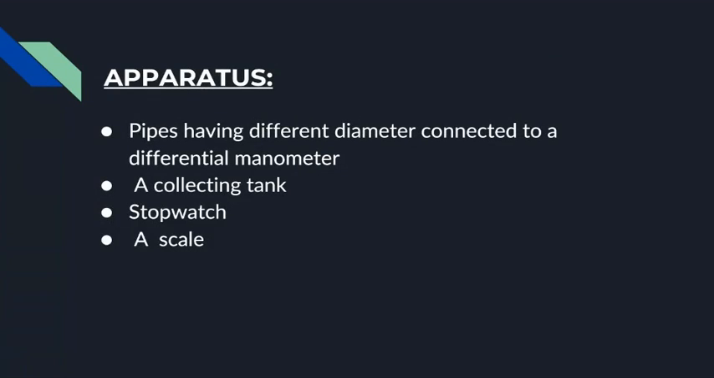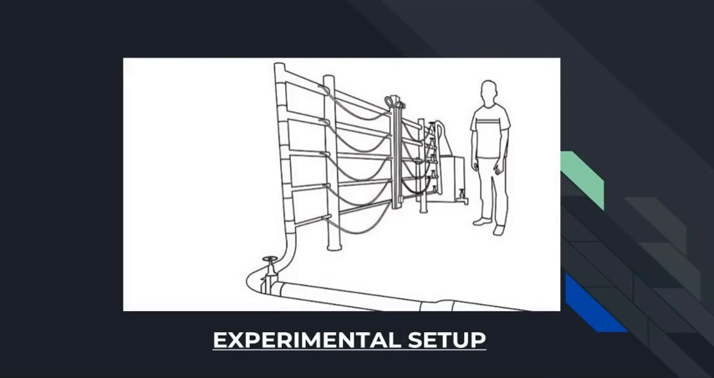The apparatus that we are going to use in this experiment are as follows. We are going to use pipes having different diameters connected to the differential manometer, a collecting tank, a stopwatch, and a scale. So this is the experimental setup where we have the collecting tank, and we have an inlet valve which will help to regulate the supply of the water, and then we have the differential manometer, and the scale is used to measure the flow of the liquid.